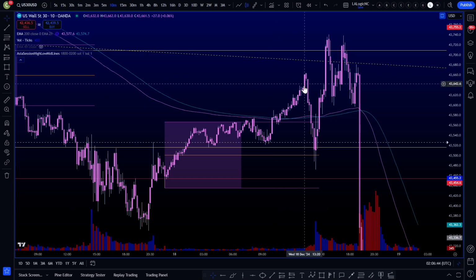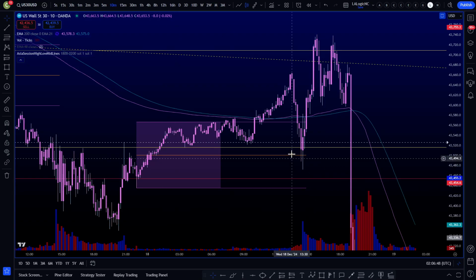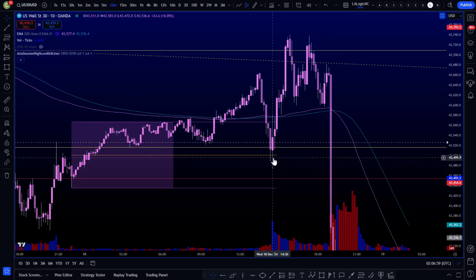So by that time, it's basically back into this consolidation box after they have broken up higher. It's back to the mid. It pierced through, but it didn't sustain. So maybe here we could have gotten a little buy.